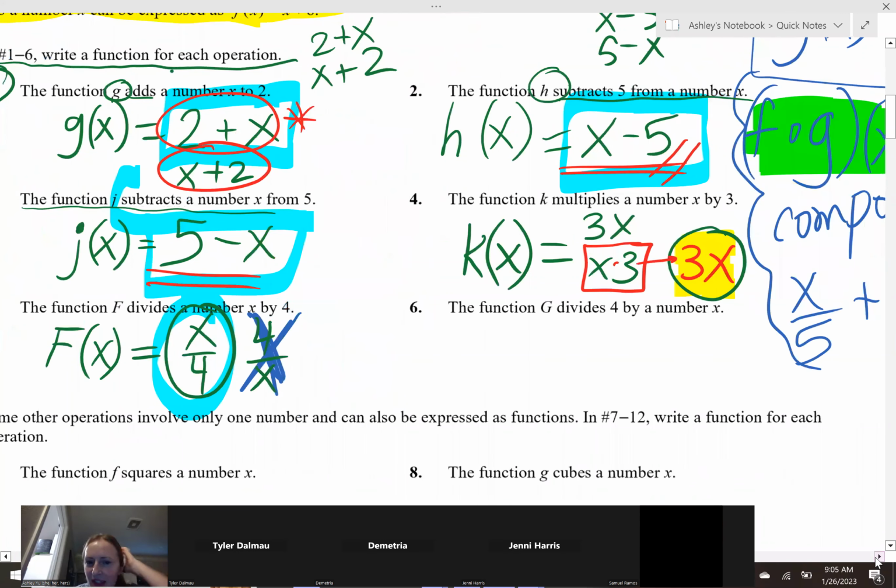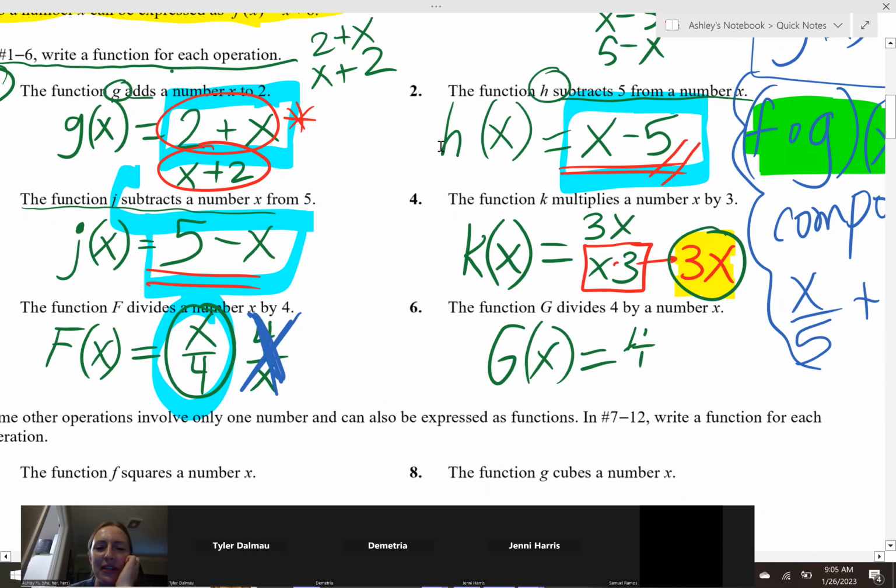All right. How about number 6? It says the function g. We already used lowercase g, so we're moving on to uppercase because we're running out of names for this thing. G of x. It divides 4 by a number x. So how about that one? How would that look? 4 divided by x. Yeah, you're right.